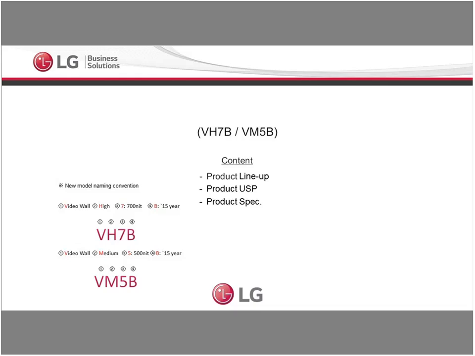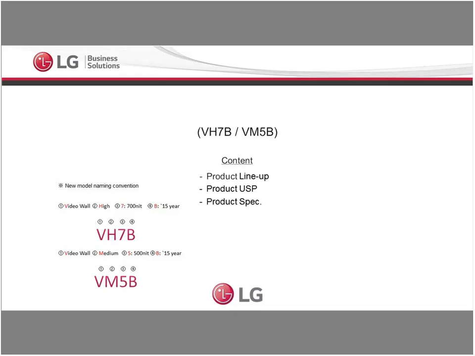What we currently have out in the market is the VH7B. We are calling it Clover. Let's talk about the naming convention. In order to understand the LG product line, it helps to understand what the letters and the numbers stand for. VH is video wall, high for high brightness, 7 for 700 nit, and B for the model year or the plant that it came out of. And so the 55VH7B is our 55-inch version of that.